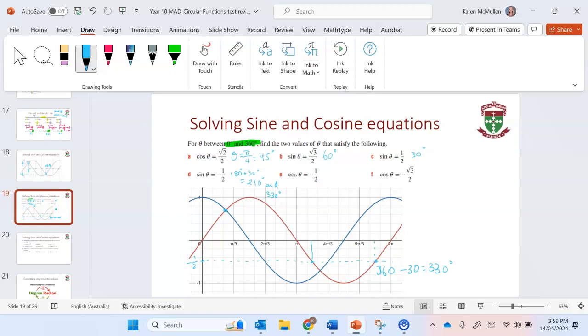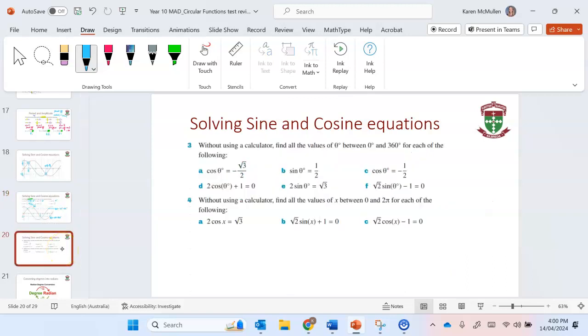All right, let's just go back to A. So we did one solution here, and then your next solution is going to be up here. So that's just going to be 360 minus 45, which gives you your 315. So if you understand your unit circle, and your exact values, they all relate to each other, you should be able to solve the equations.